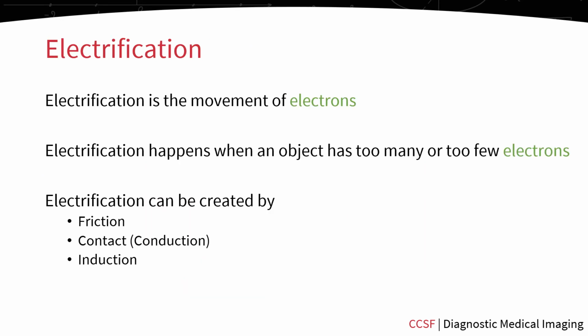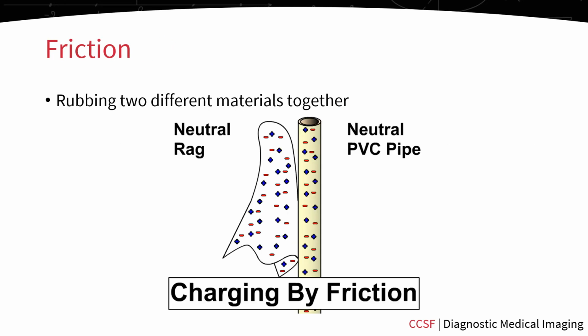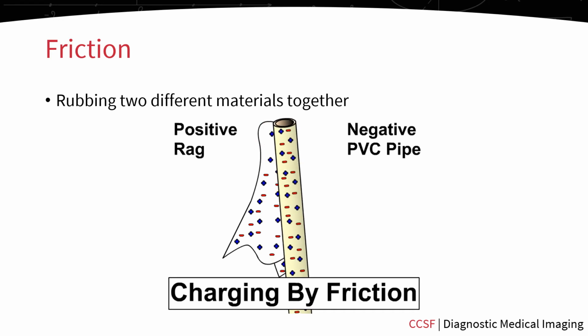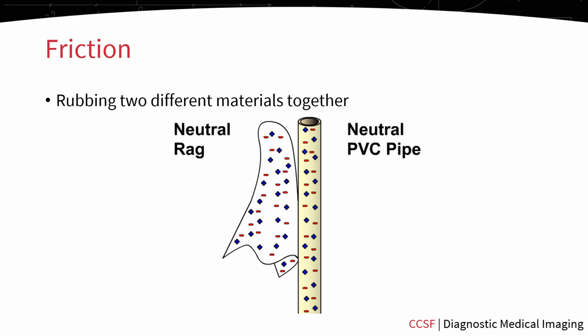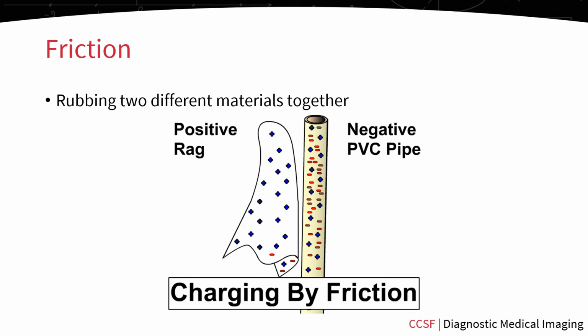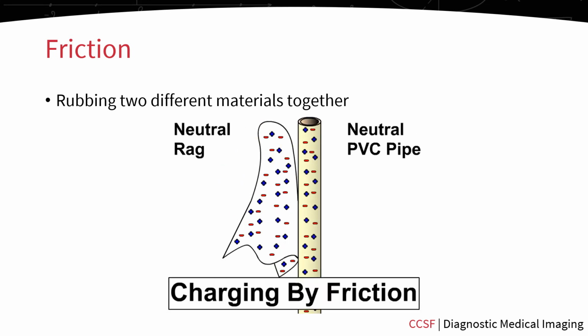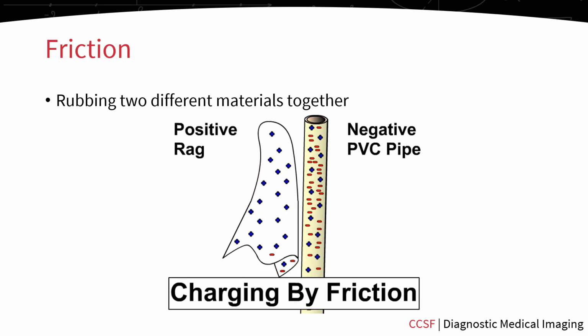When electrons move from one object to another, we call this electrification. And electrification can be created by one of three ways: friction, contact conduction, or induction. Friction is when you rub two different materials together, which causes electrification. Since the two objects are made of different materials, their atoms will hold onto their electrons with different strengths. As they pass over each other, the electrons with weaker bonds are ripped off the material and collect on the other material.